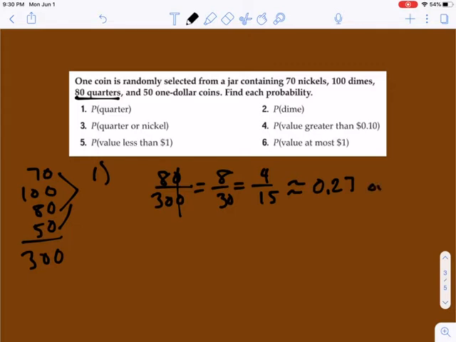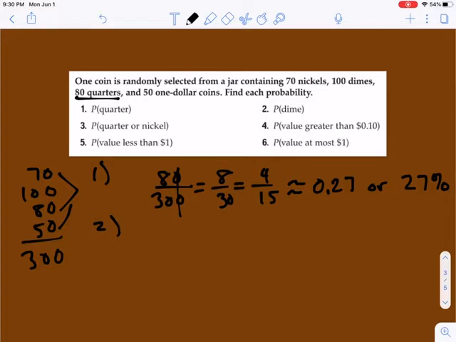And then another way, you could say about 27%. So 27% chance, and the percents usually kind of ring with people a little better. But I think 4 and 15, all these kind of make sense. All right, so let's look at 2.